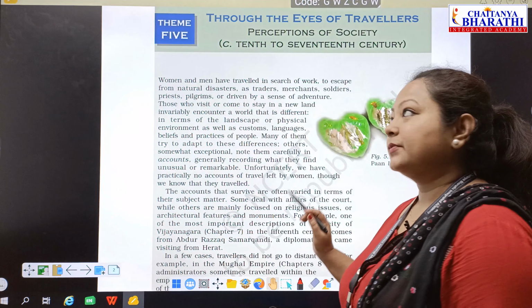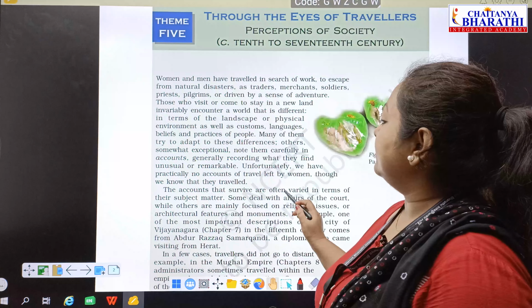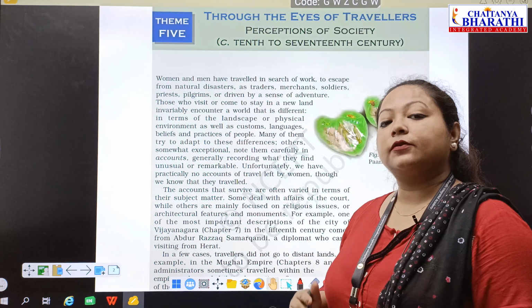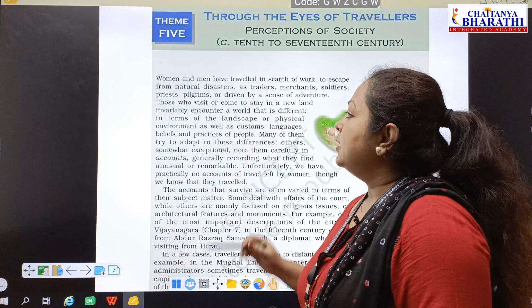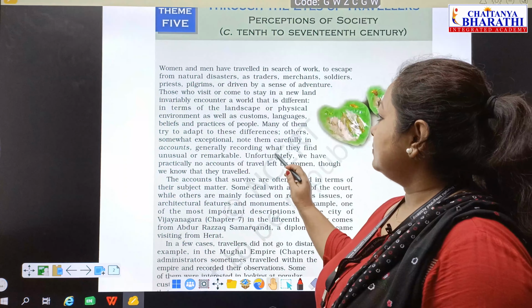Today we will discuss the topic Through the Eyes of the Travelers. It is a lesson picked up from the 12th NCERT book. So let us see what's there in the chapter.